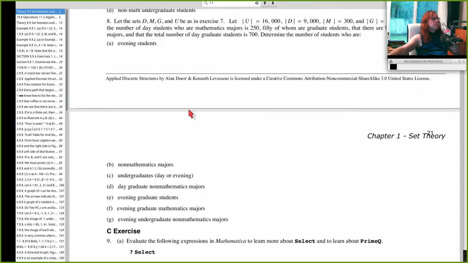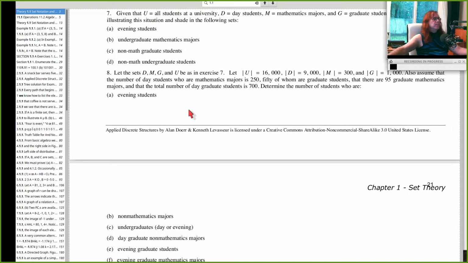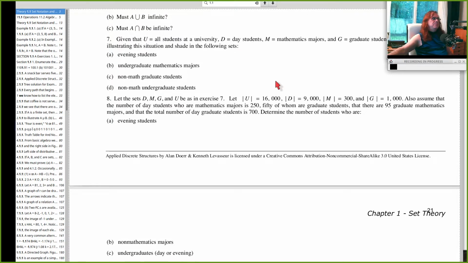For 8, let absolute value of U equal... What's the double line called again? The cardinality? Yeah, it's the cardinality. For us, it's just the size of the set. So let the size of U equal 16,000. Yeah, this is 9,000. It's just kind of a weird space. I think the typesetting for this book always put a space after a comma and didn't bother to notice that it's a number.